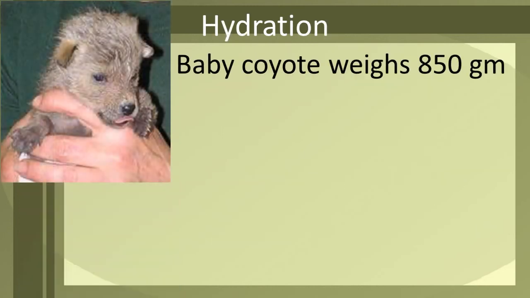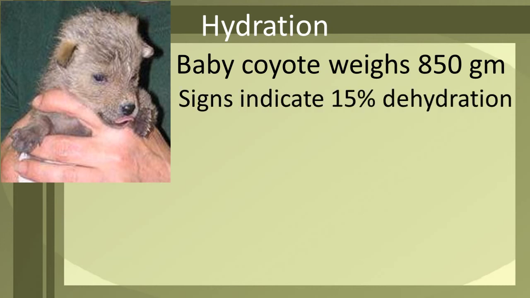You receive a baby coyote and it weighs 850 grams. Its eyes are sunken and its skin doesn't snap back when you do a skin turgor test. According to your charts, your best guess is it's suffering from 15% dehydration. Now we want to supply its daily needs, which is 10% because it's a juvenile, plus we want to rehydrate him. Giving him a full 25% of his body weight in one day is going overboard. His little body won't be able to hold that, and his capacity limits us.